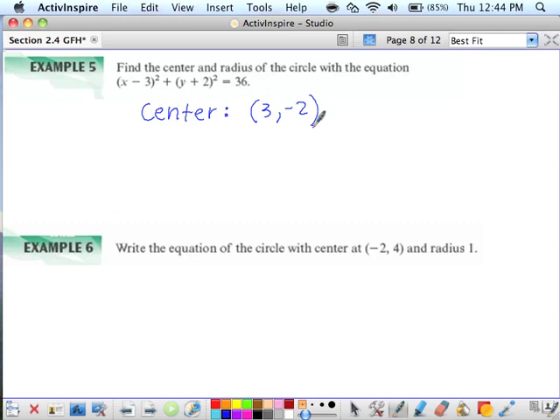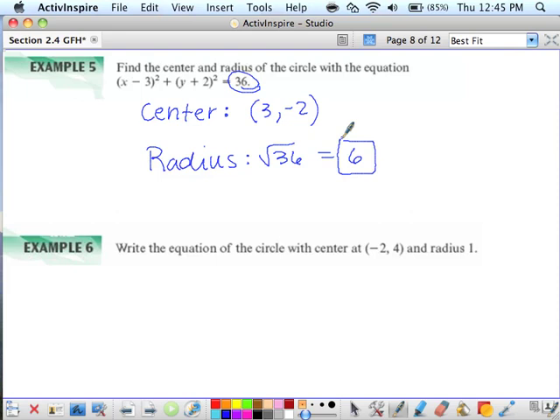The way I usually tell it is this. The center is what makes the parentheses 0. So to make it 0, I would need positive 3 and negative 2. So it's the opposite of what you think it is. It's what makes those parentheses collapse to 0. So the center is positive 3, negative 2. And the radius is the square root of this constant right here. So in this case, it's positive 6. And the radius will always be positive. So that's that example. So usually people do really, really well with that.